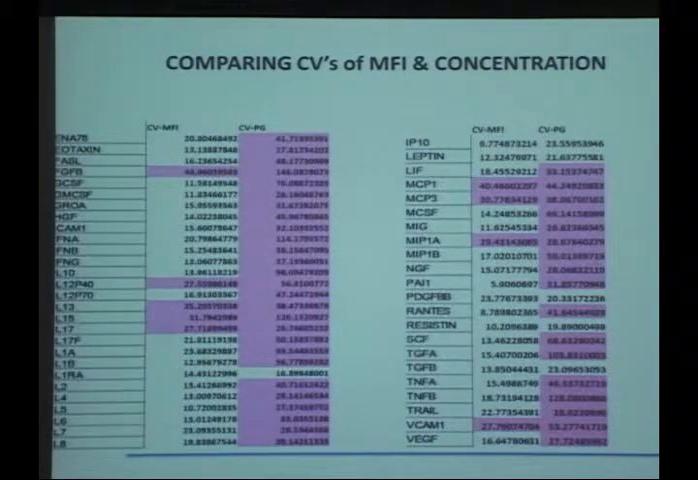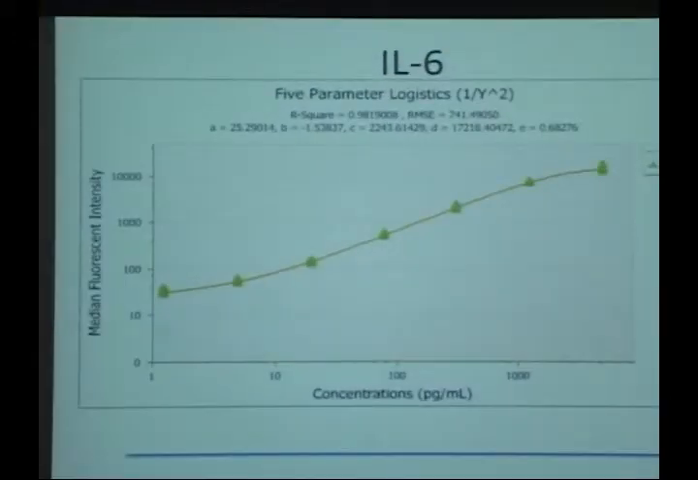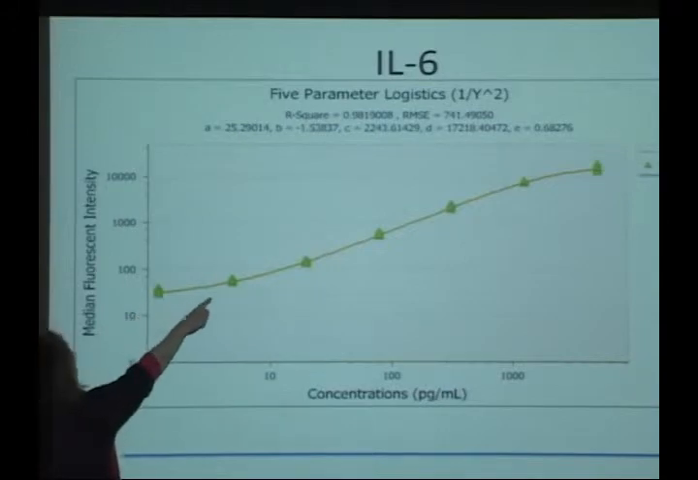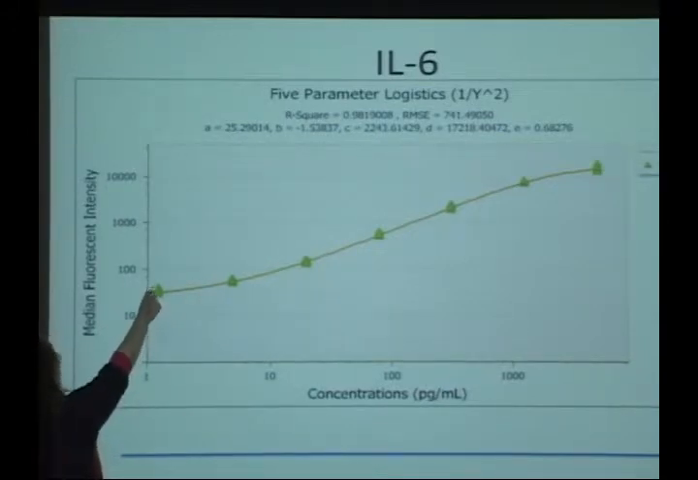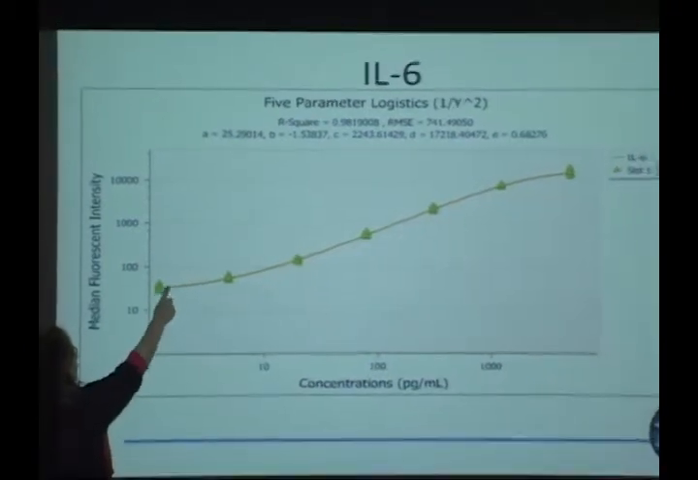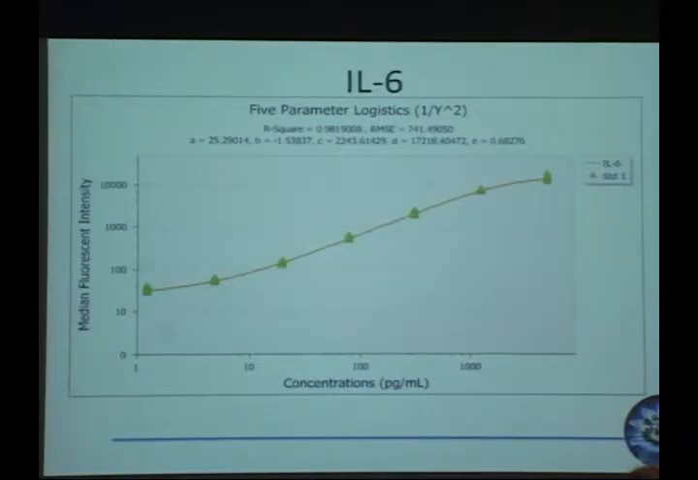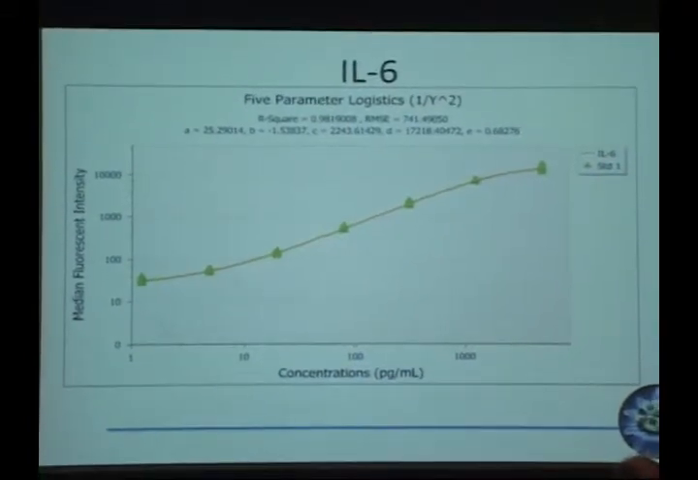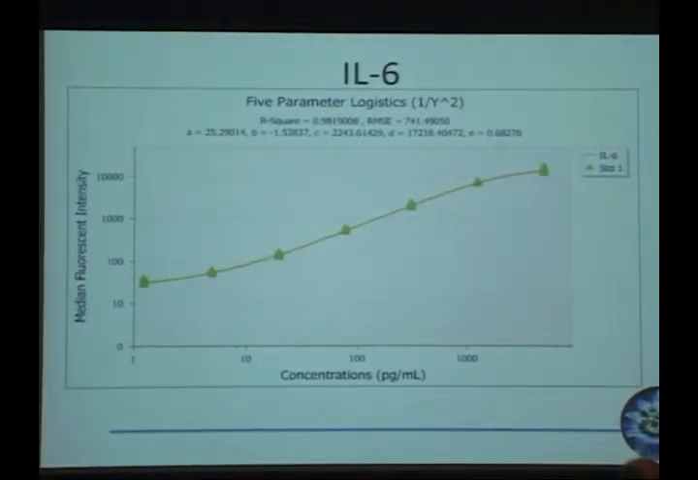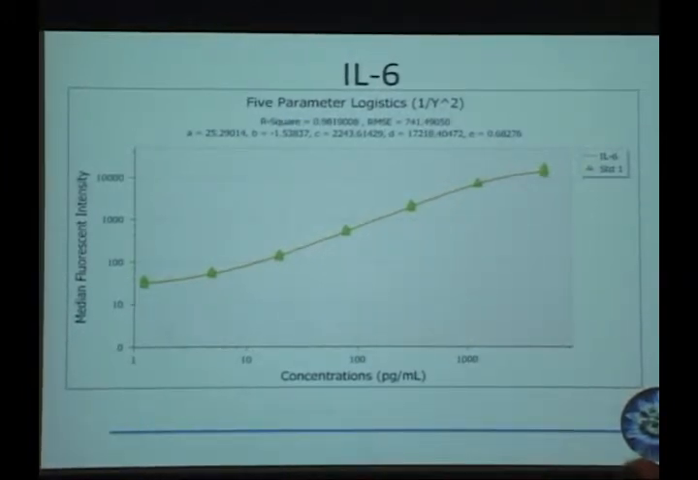And the reason for this is that as you approach the lower end here, a very small change in MFI will lead to a much greater change in picogram per mil. So you can very easily move with a very small change of MFI to a change of double or more when you translate that into concentration.